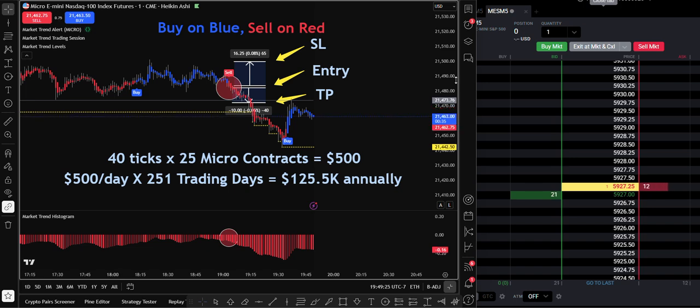Okay, tonight I just want to take a quick few minutes and share with you that we are launching our market trend system. A simple concept: buy on blue, sell on red. It's probably the easiest trading system you could follow, and it's very effective.